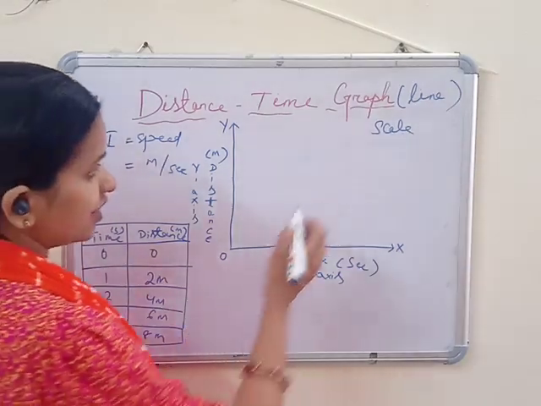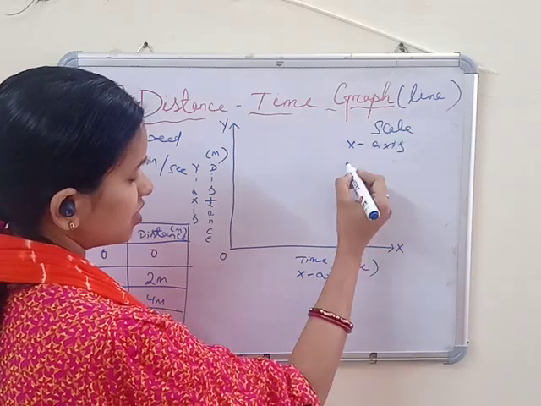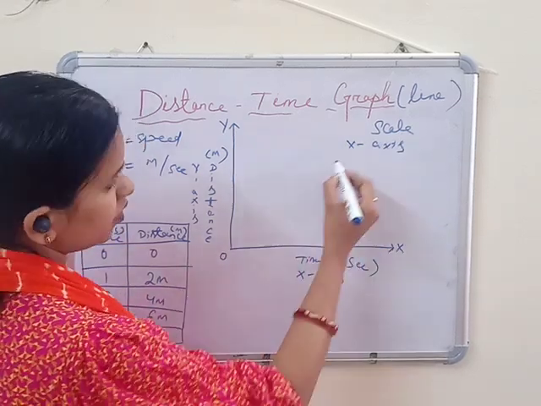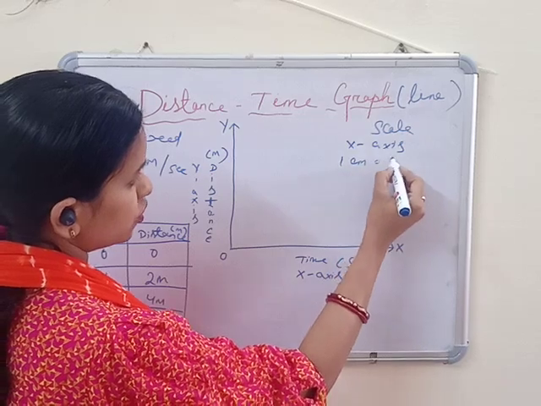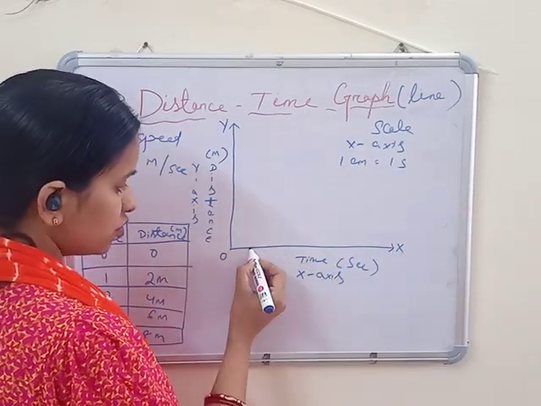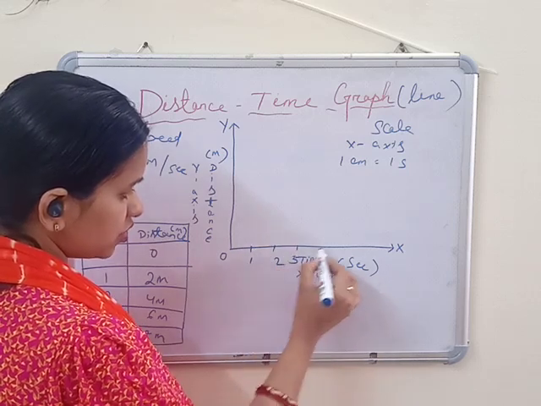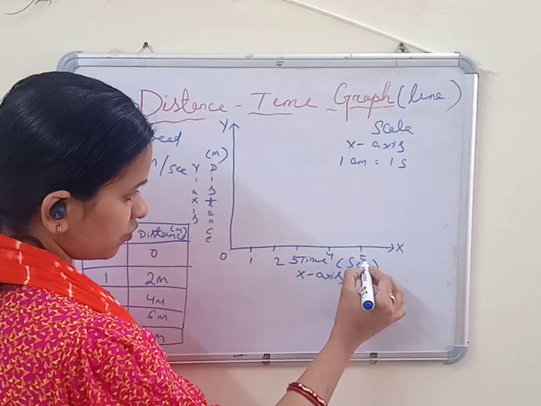So for the x axis, that is the time axis, I will take 1 centimeter equal to 1 second. मतलब एक box का मतलब होगा 1 second. So if it is 0, then one box is 1 second, two boxes 2 seconds, 3, 4, 5 like this. Okay.